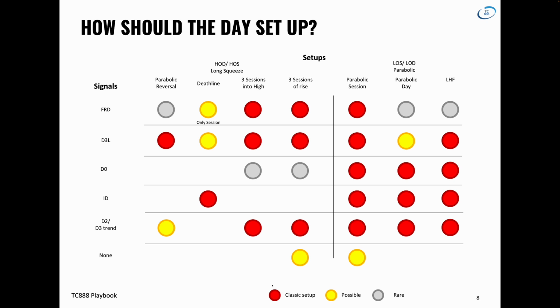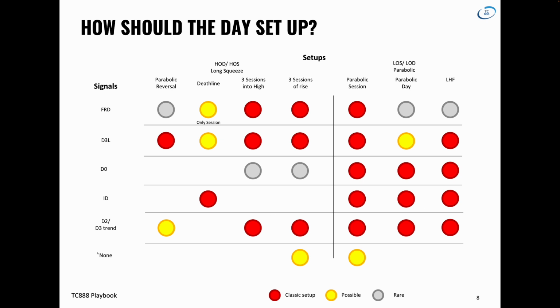I won't go through that in detail. You can pause and look through that. Just for the logic, you see you have the reversal signals up here, and they are rather high of day, high of session, long squeeze, of course. You have the parabolic signals here in the middle, and the continuation ones. These are ones that are typically found here with parabolic session, parabolic day, low-hanging fruit.